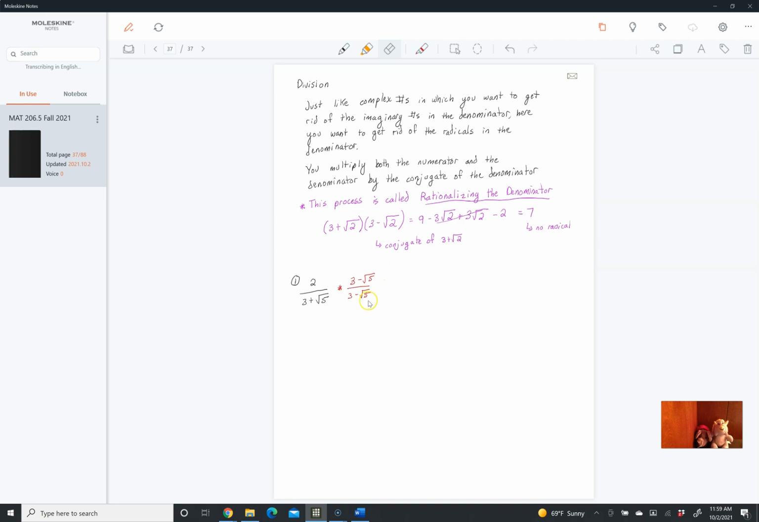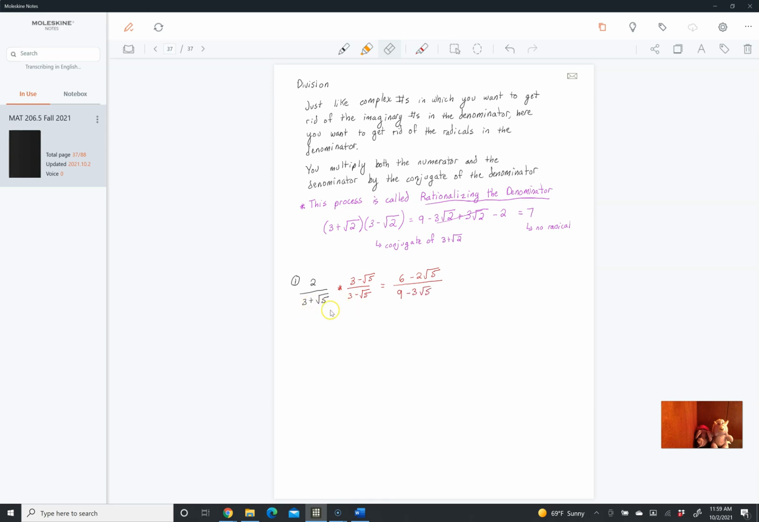If we have to multiply the bottom by 3 minus square root of 5, then in order to keep the expression the same, we also have to multiply the top by 3 minus square root of 5. So that what we're really doing is multiplying by 1. Now we just multiply. 2 times 3 is 6. 2 times negative square root of 5 is negative 2 root 5. In the bottom, 3 times 3 is 9. That's the first. Then remember, every term in the first set gets multiplied by every term in the second set. So we have 3 times 3 is 9. 3 times negative root 5 is negative 3 root 5.